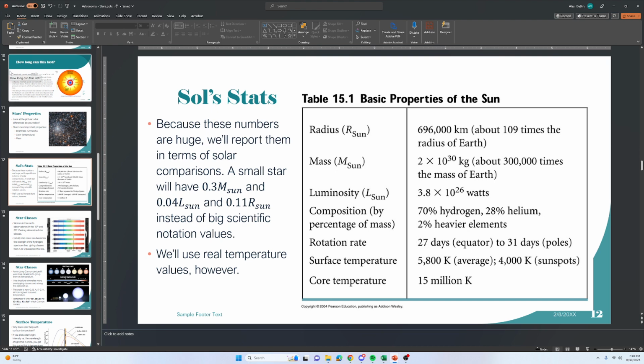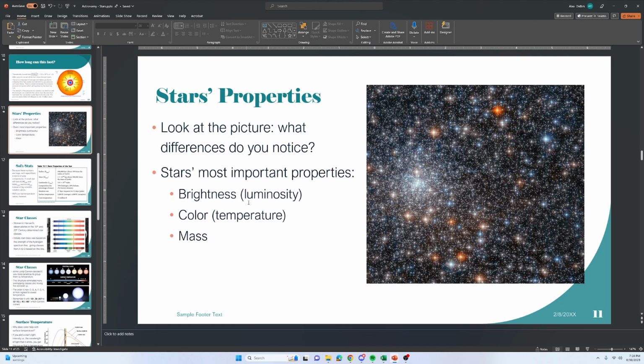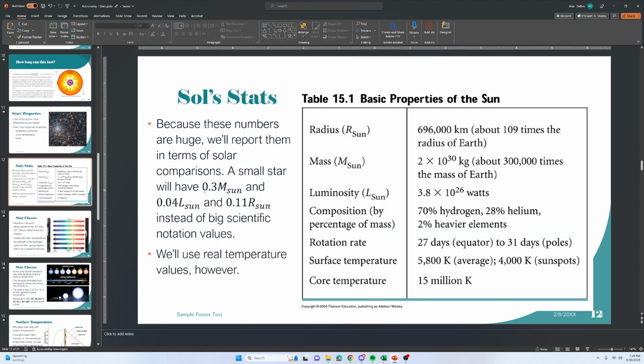Same thing with its brightness. Those three things that I was talking about before: brightness, color. Really, brightness is luminosity, and color is tied to temperature. So we're really talking luminosity, temperature, and mass. So as you come down here, you'll see that this one has a mass of 0.3 suns and 4/100ths of the luminosity, the brightness of the sun, and it only has 11/100ths of the radius of the sun.